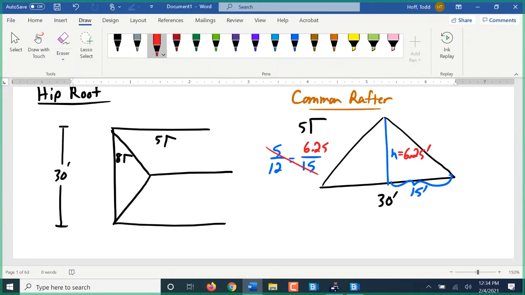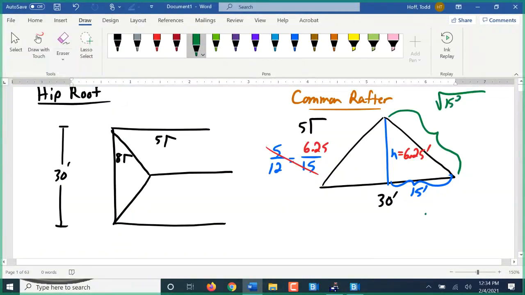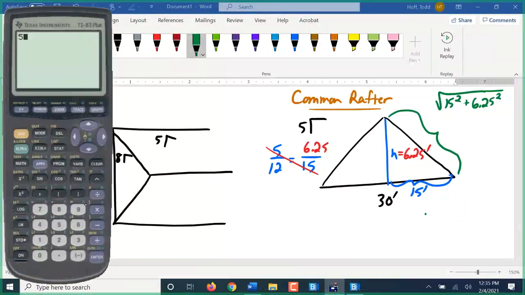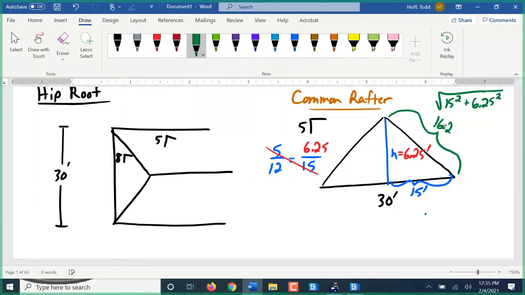The second step, really the important step, is to find the length of that common rafter. And of course, that'll be the square root of that run squared, 15 feet squared, plus the height squared, 6.25 squared. Now I'm going to double check my calculations a little bit. The 6.25 was correct. We get 16.25 as the length of our common rafter. And I'm going to draw that in right here.